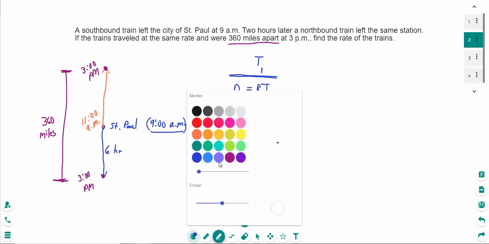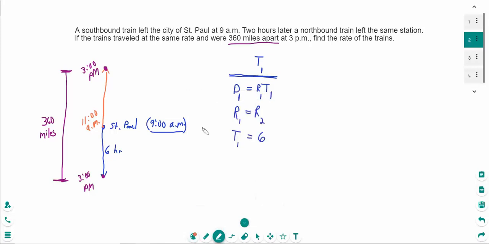So now let's go on and look at train number 2. Let's get some information on him. So again, we know right away that the distance of train number 2 is equal to the rate of train number 2 times the time of train number 2. Okay. Now, what do we know about the rate? We already said it actually: the rate of train number 2 is equal to the rate of train number 1. That's really the same equation as the one over here. And then what do we know about the time for train number 2?